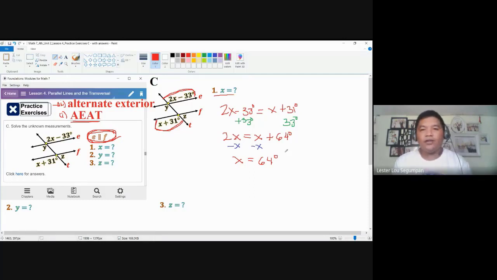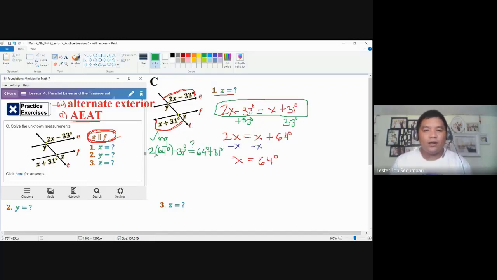Before we could solve the other unknown for this given practice exercise, it's always important that you check it. Again, it's an important skill, not necessarily required, but it's an important skill. And in checking, we're going to use the equation form earlier. So you have 2 times 64 degrees. I already substituted the values. Minus 33 degrees must be equal, question mark now, because I have already substituted the value, and then that's 64 degrees plus 31 degrees.